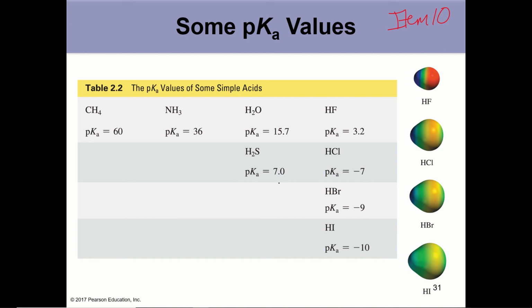If you want to name this as you name non-metal molecules, then you should remember to call it dihydrogen sulfide. Now we have ammonia, pKa of 36, and the alkane, pKa of 60. Those are things that we've already discussed.